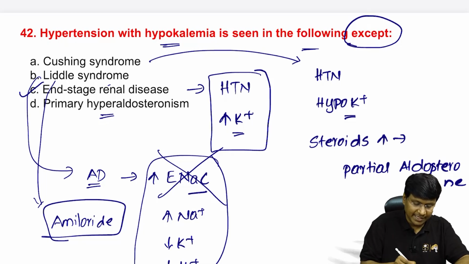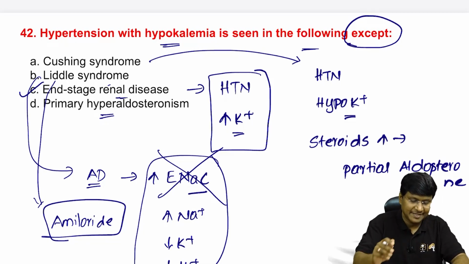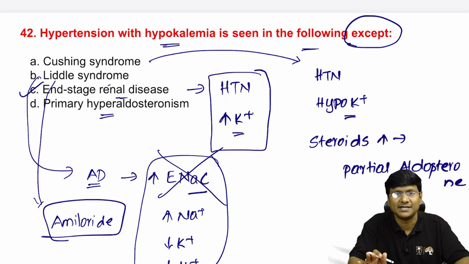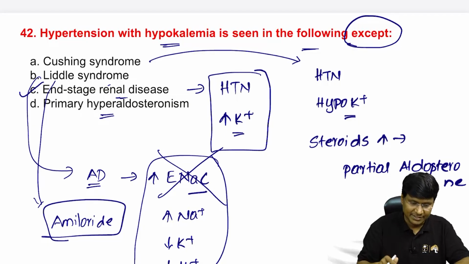So the scenario where you will not have hypokalemia is end-stage renal disease, because whenever there is end-stage renal disease, potassium excretion does not occur, and that will result in hyperkalemia. Next question.